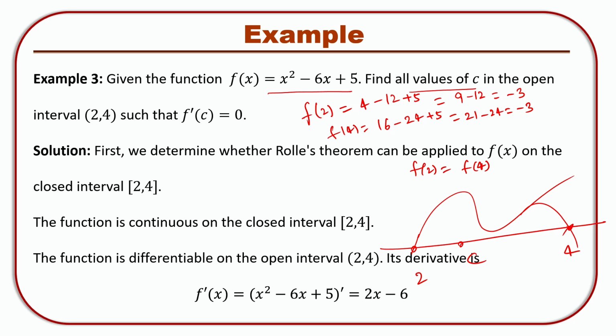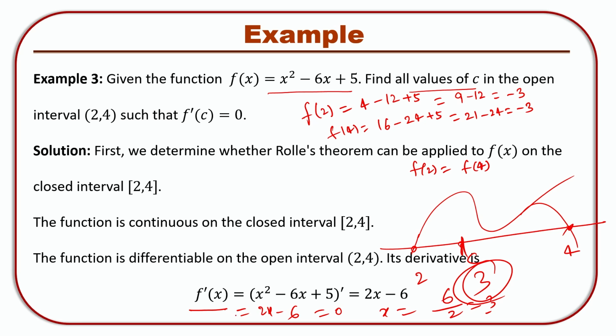To find out C, firstly we have to calculate f dash of x. So f dash of x equal to how much? 2x minus 6, and this is going to be 0. So x equal to 6 by 2 equal to 3. So that means there is a point 3. This is the point 3.